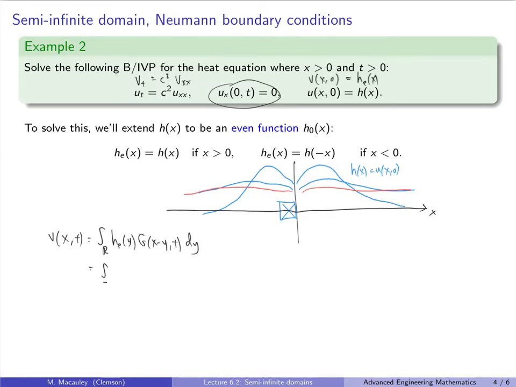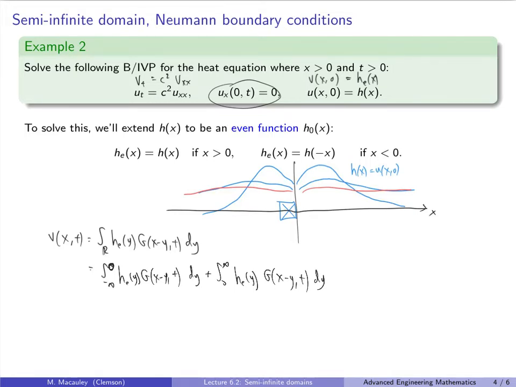So we go first of all from negative infinity to infinity of h_e(y)... I'm going to skip a step here. Well, no I won't. Let's just be careful because it's easy to mess up a sign. So h_e(y), I'm supposed to go negative infinity to 0, h_e(y) g(x minus y, t), same thing. And then we're going from 0 to infinity of the same thing, h_e(y) times g(x minus y, t).